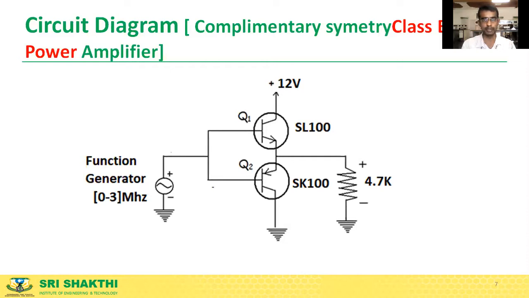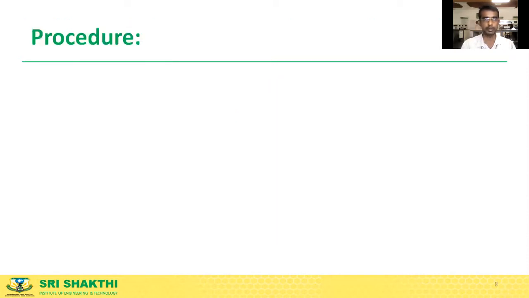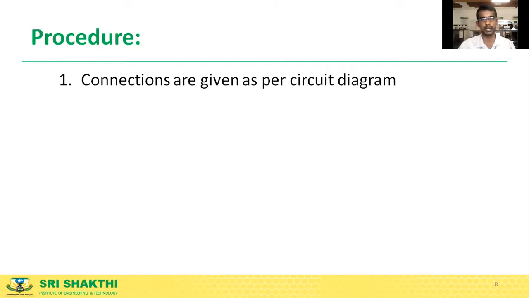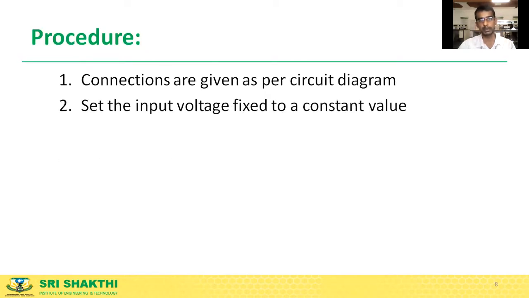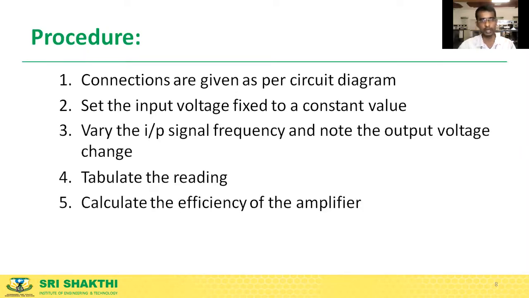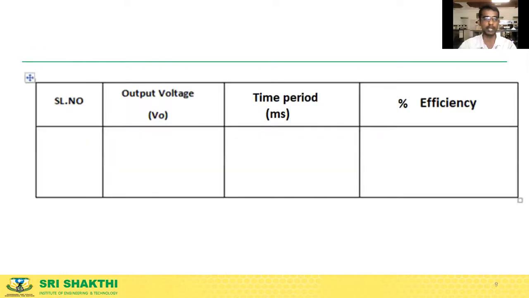Let's proceed further. The procedure is very simple. As usual, we will connect the circuit as per the circuit diagram. You need to set the input voltage. Here we'll have the input voltage of 2 volt, and we'll see the output voltage. We will tabulate the reading and calculate the efficiency of the amplifier. In this experiment, there's only one reading.